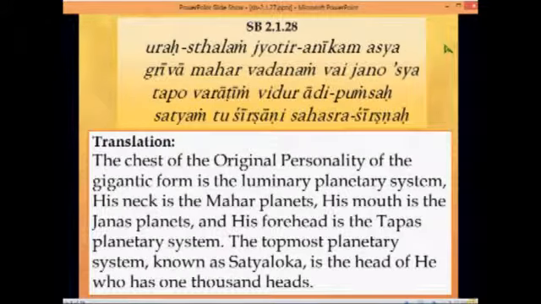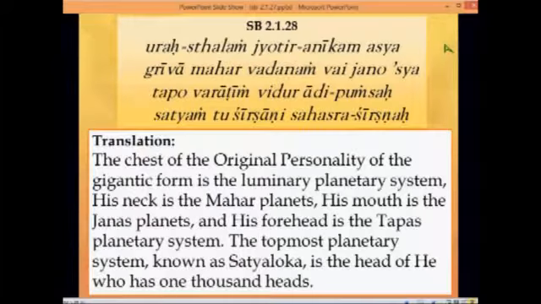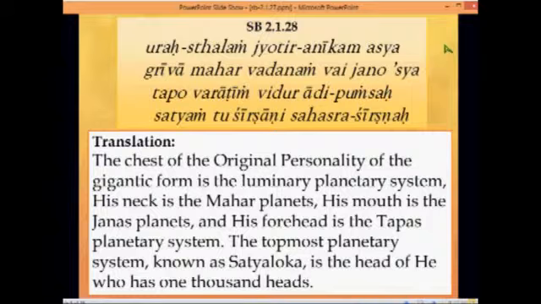Translation: the chest of the original personality of the gigantic form is the luminary planetary systems. His neck is the Mahar planets. His mouth is the Janas planets, and his forehead is the Tapas planetary system. The topmost planetary system, known as Satyaloka, is the head of he who has 1,000 heads.